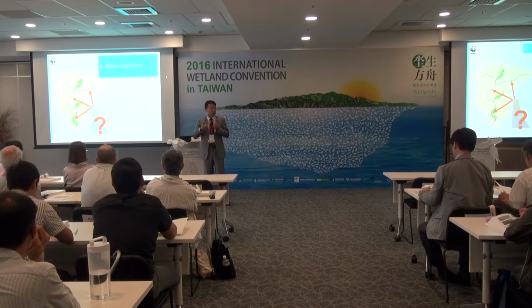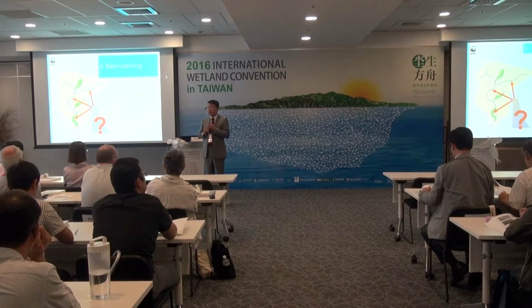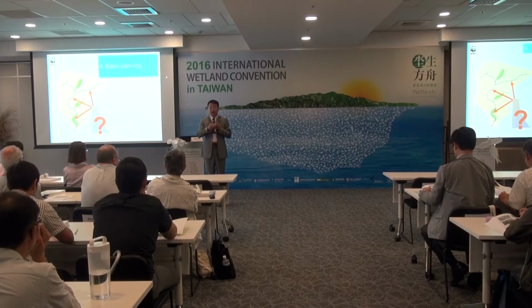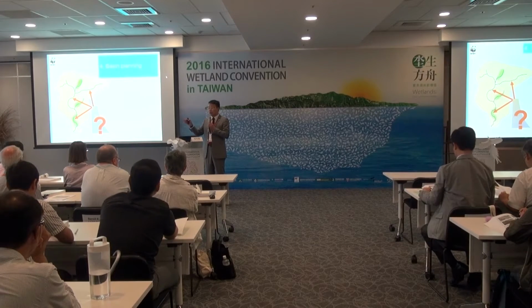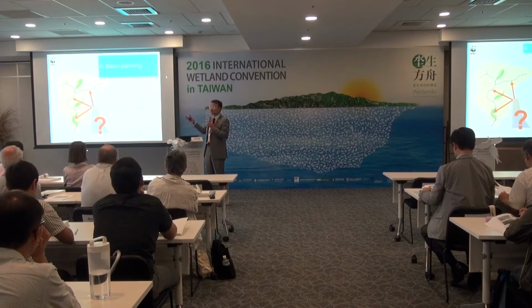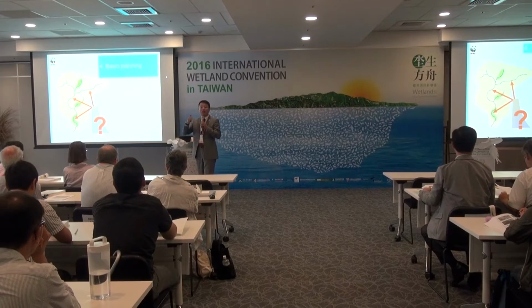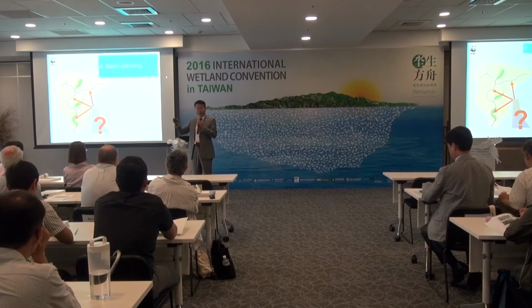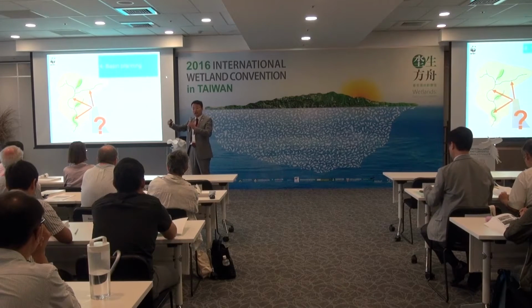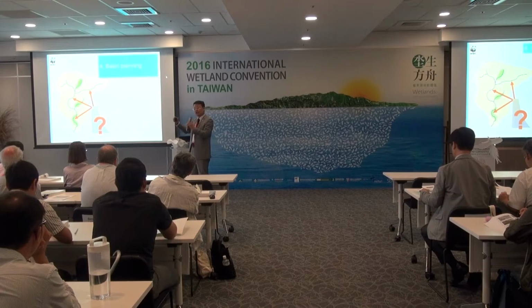The fourth element I want to share with you is basin planning. I think we heard a lot yesterday about the spatial planning in Thailand. From our perspective, basin planning is one type of spatial planning, but the planning unit is not like a county or province. The planning unit in this case is the river basin.